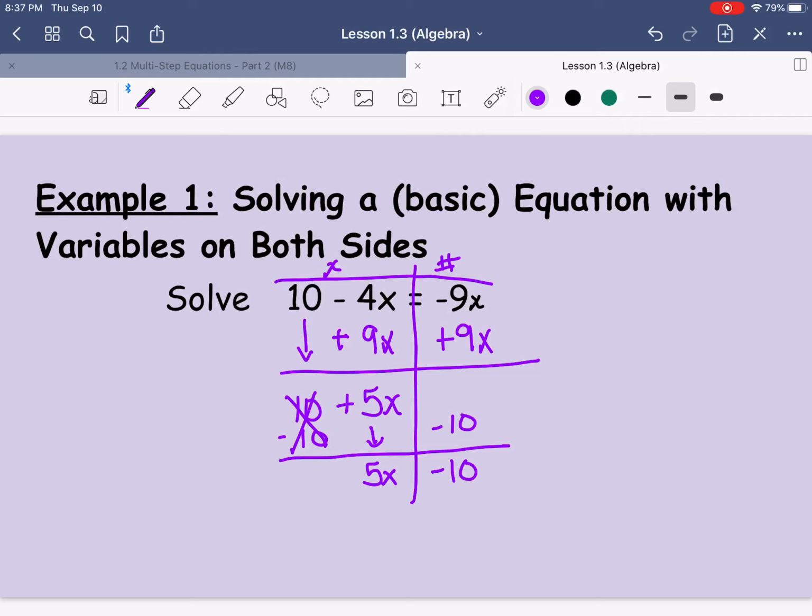My final step is to get the x all by itself. Moody teenager wants to be alone. So we will divide by 5 on both sides. And we get a solution of x is equal to negative 2.